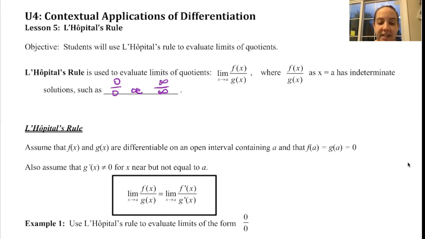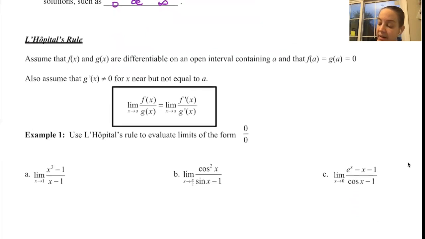Assume that f of x and g of x are differentiable on an open interval containing a, and that f of a equals g of a, which equals 0. Assume that g prime of x does not equal 0, but it does exist. Basically, you can't divide by 0. That rule is still true. If that's the case, when you find the limit of that quotient, what you're allowed to do is find the derivative of both the numerator and the denominator, and you have the result that way. It works out.